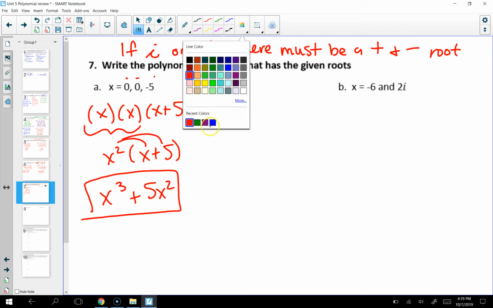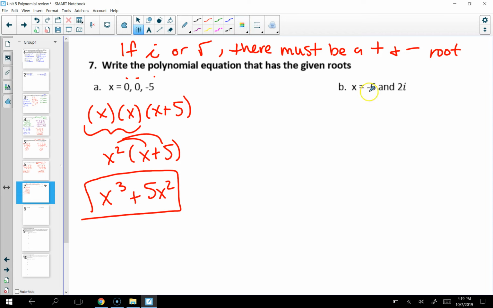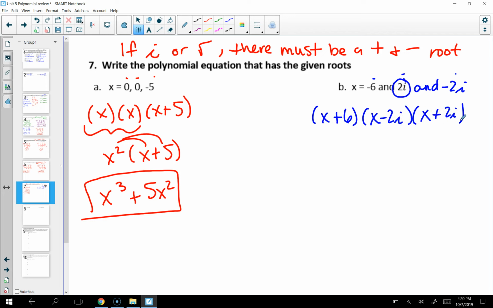Alright? Okay, next one. Negative 6 and 2i. Well, right here, that's one of my pieces. So 2i means I have to also have negative 2i as my root. So I have 1, 2, 3 roots. So my answer needs to have a degree of 3 in it. Alright, putting negative 6 back in the x is going to be x plus 6. Next piece becomes x minus 2i. And then the last piece becomes x plus 2i.